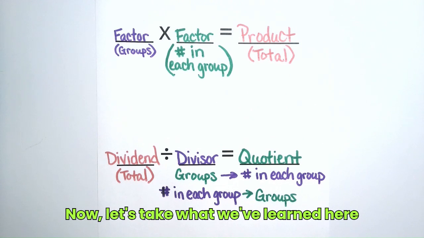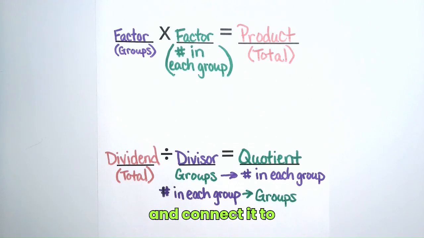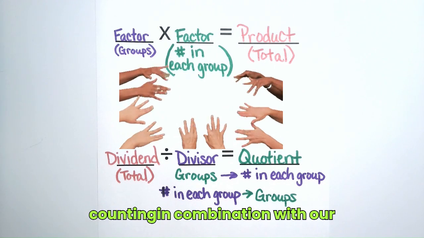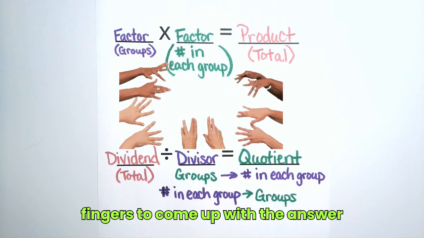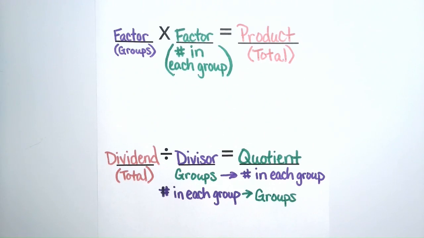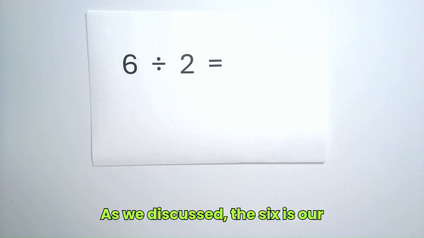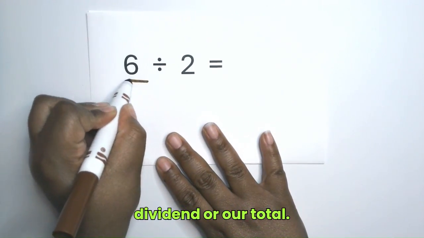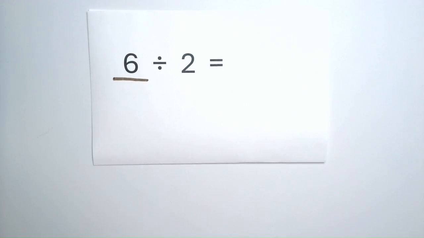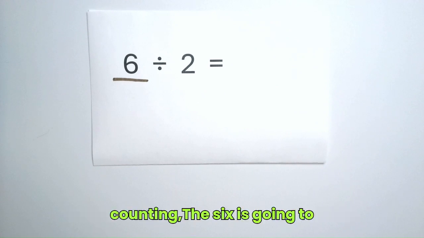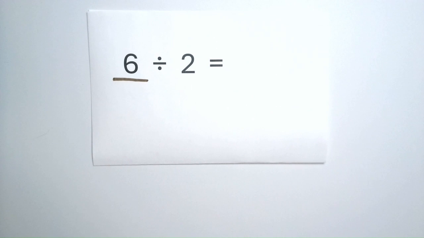Now, let's take what we've learned here and connect it to how we're going to use our power of skip counting in combination with our fingers to come up with the answer to division problems. Say for instance, we are presented with this scenario of 6 divided by 2. As we discussed, the 6 is our dividend or our total. But for the purpose of our power of skip counting, the 6 is going to represent what we say.